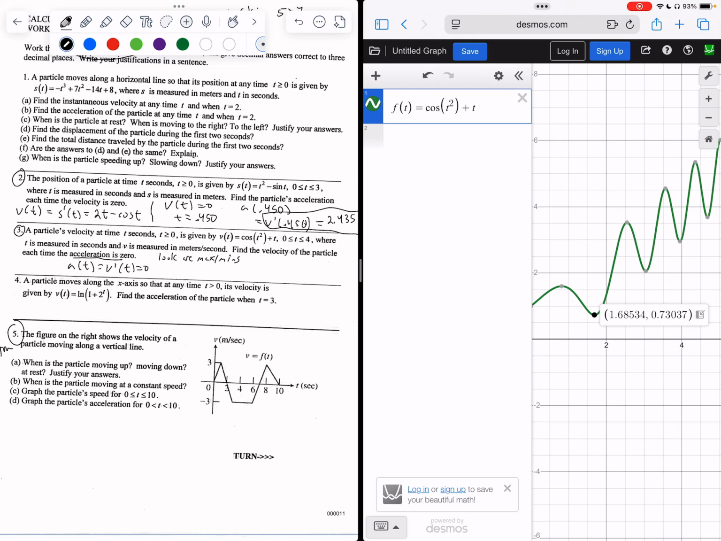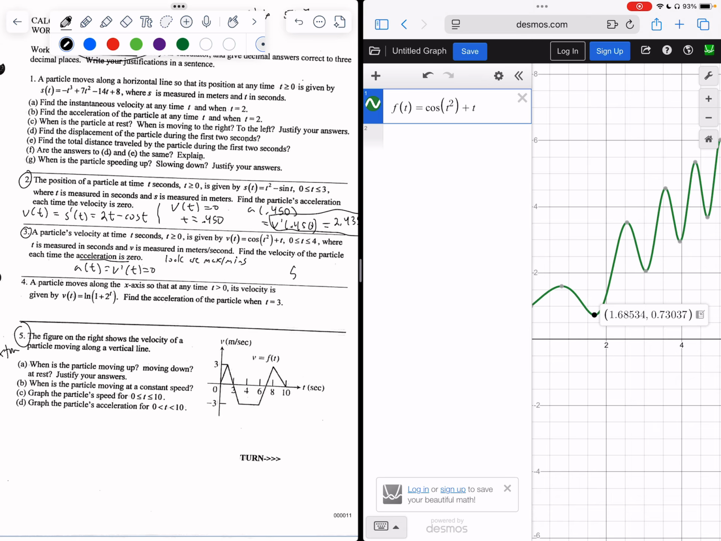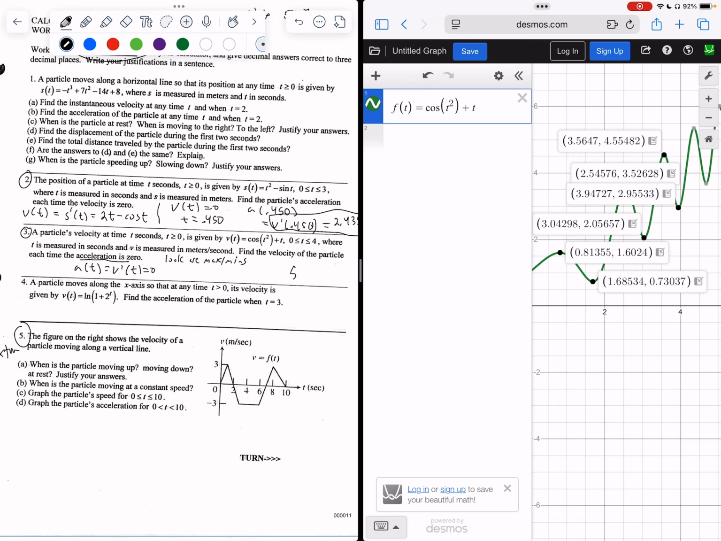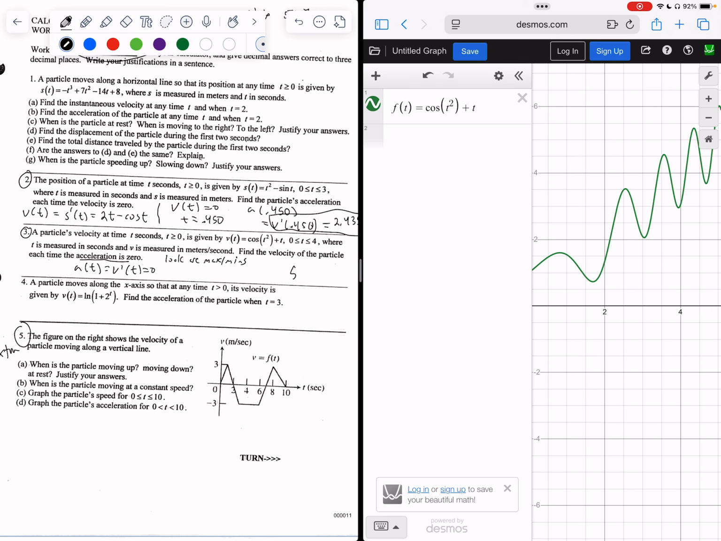Kind of froze there. There we go. So we can find all of these points right there, and we just type them all in. Now there's a bunch of them, so I'm just going to name a couple here. You can get the idea.